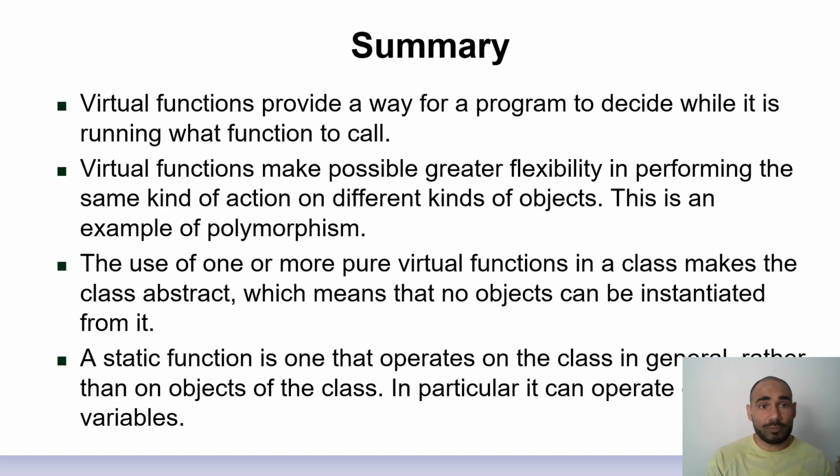So finally, the summary. Virtual functions provide a way for a program to decide while it is running what function to call. Virtual functions make possible greater flexibility in performing the same kind of action. We had an array of objects and we were calling the draw method. So this is the same kind of action on different kinds of object, and this is an example of polymorphism.